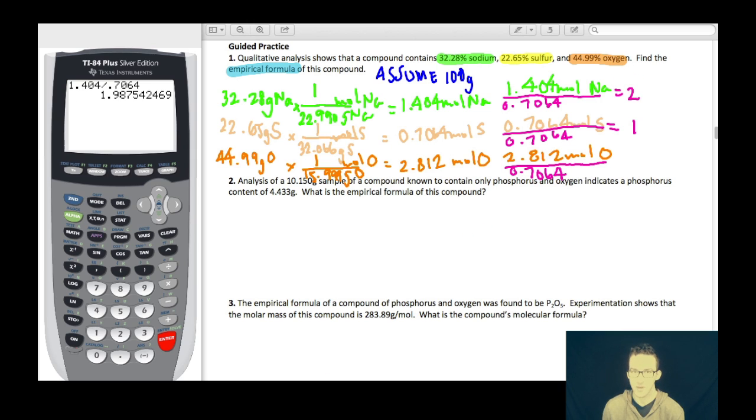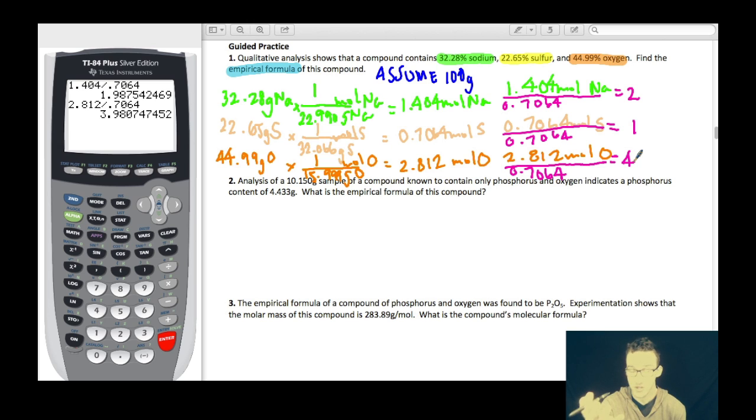And then if we do the same thing with oxygen, we find that we have 2.812 moles of oxygen. We compare that to the 0.7064 and we get 3.98. Again, we're close enough that we can say this is pretty much a ratio of 1 to 4.